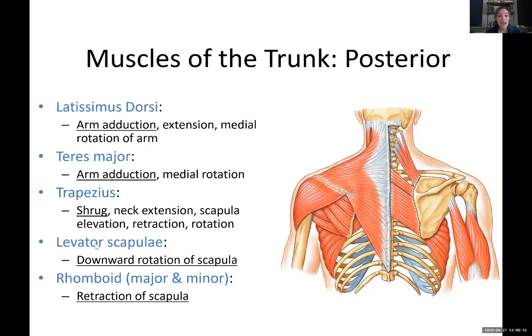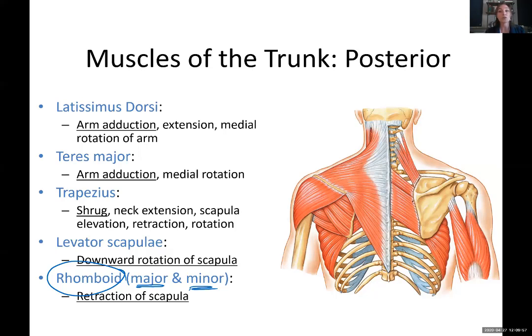Okay. Then we have our rhomboids. We're going to call them one rhomboid family. Technically, there are two of them right side by side, rhomboid major and rhomboid minor. Those guys are right here. They're attached to the medial border of the scapula, as well as the spinous process. So this here is rhomboid major, and this one's rhomboid minor. This diagram happens to show the line between them, but a lot of diagrams don't, and so sometimes rhomboids are just said in plural without the major and minor components.